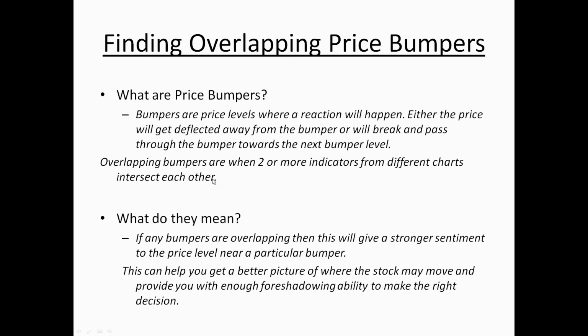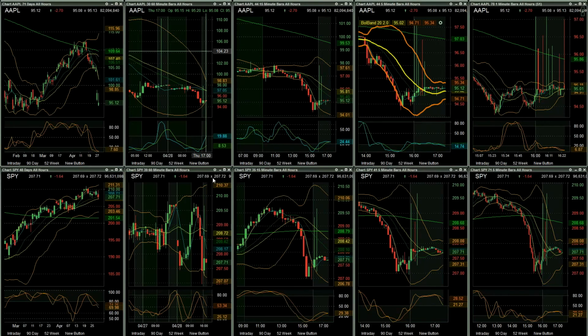Now, overlapping bumpers. As I stated before, what are bumpers? Bumpers are any of the components of the rifle charts. So the upper BB, the mid BB, the 5 MA, the 15 MA, the 200, and the stochastics near the 20 band and the 80 band are bumpers. Bumpers don't mean support or resistance. They don't mean that they're targets or should always be targets. What they mean is that they're reaction levels.